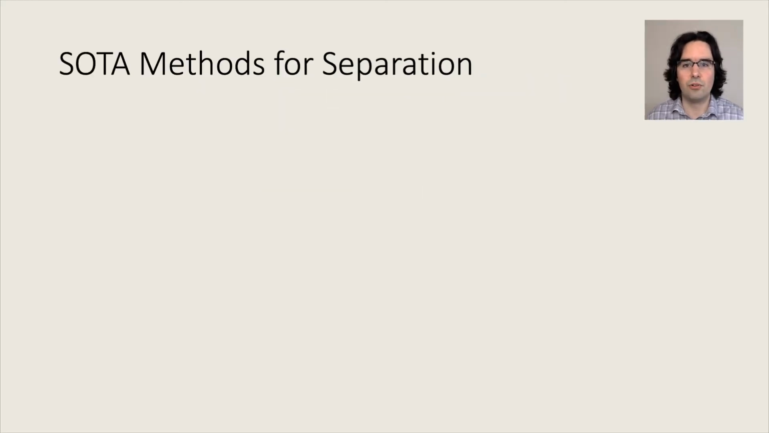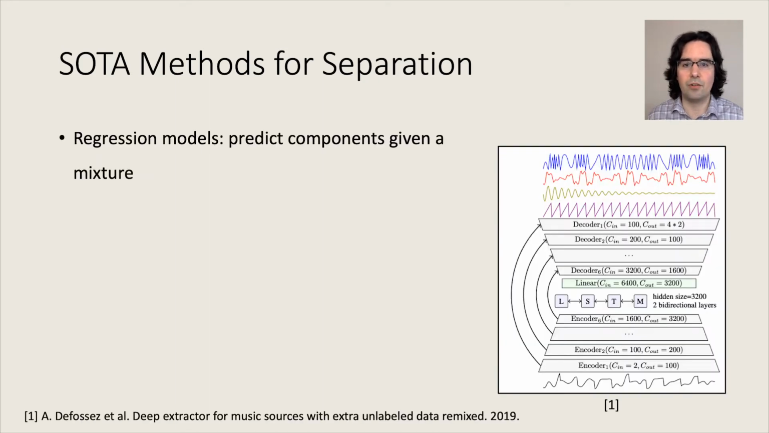Before we dive into our approach, let's take a brief look at the state of the art in source separation. For many source separation problems, the best current algorithms are deep regression models, which are trained on input-output pairs of mixtures and components. These models are fed a mixture as input and predict a set of components as output. You can train these models given a data set of components by randomly selecting components, mixing them together, and asking your model to predict the original components given the mixture.